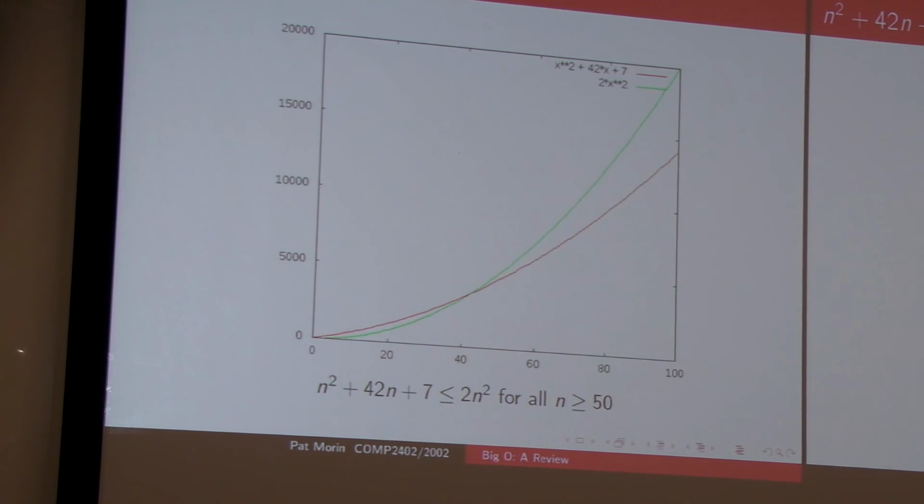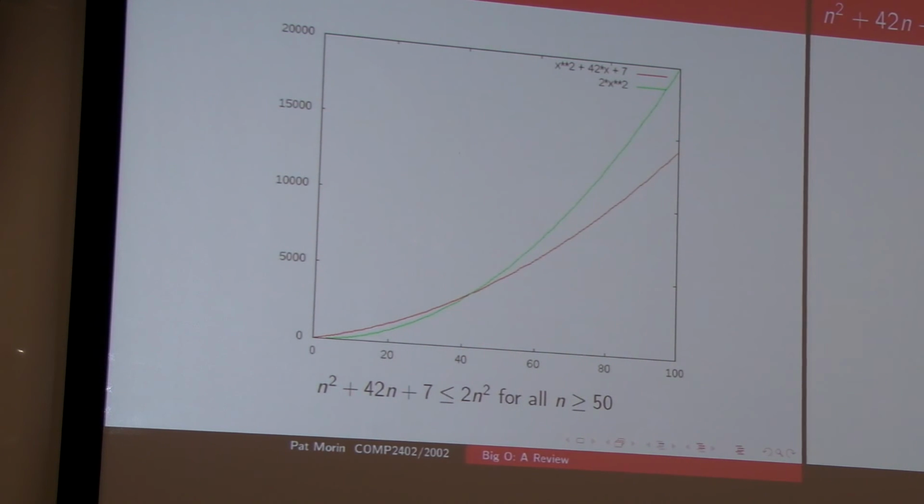The green curve is 2n squared, and the red curve is that function n squared plus 42n plus 7. Notice that at some point, once we get past 50, the green curve, which is 2n squared, ends up being greater than the red curve. So this function on the left is smaller than or equal to 2 times n squared for all n bigger than or equal to 50. So it satisfies the definition of being in the set O of n squared, because it has these two constants, n0 equals 50 and c equals 2.